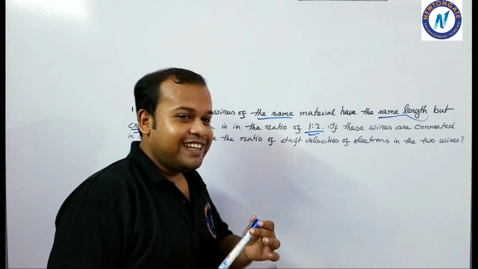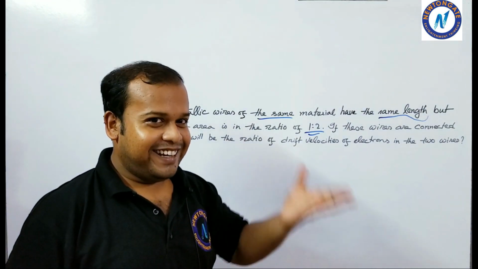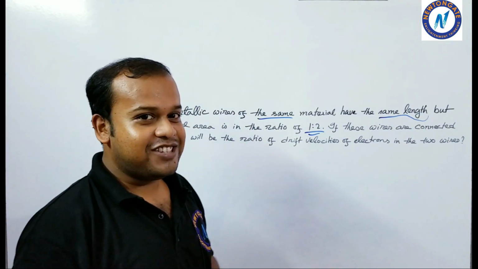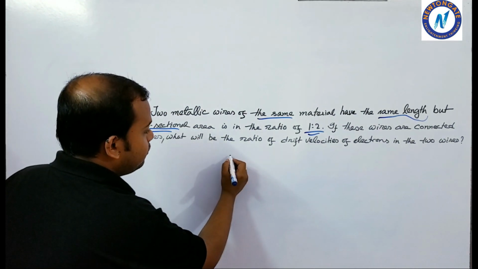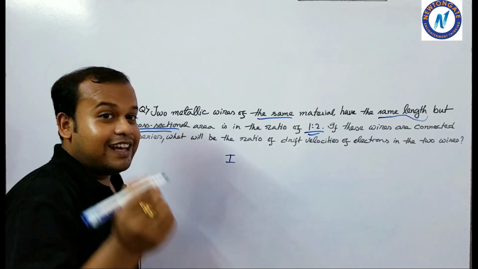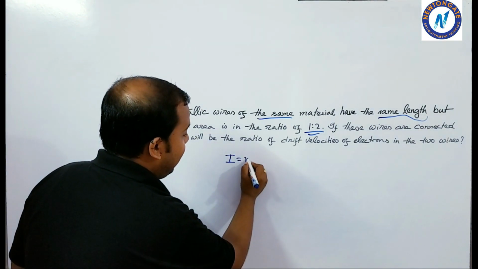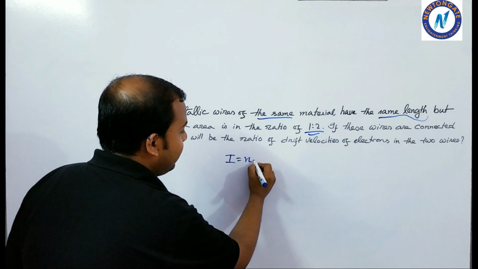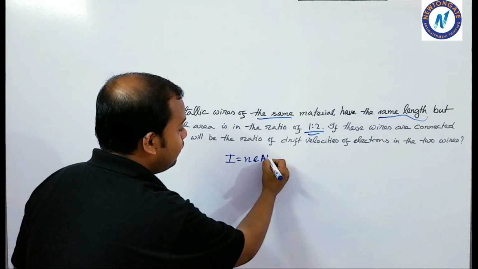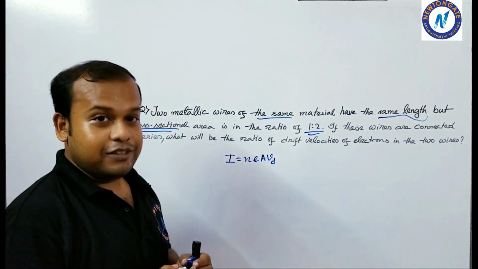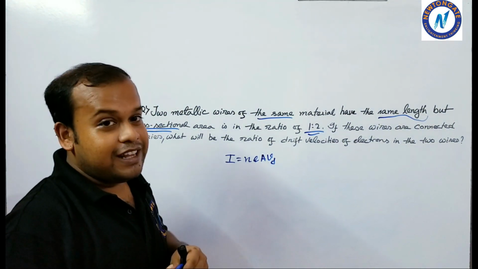For this question, let us first write the equation of current in terms of drift velocity. So what is our equation of current? We have I as the current. Current is actually N into E into A into VD. We write it like this. This is the current equation.